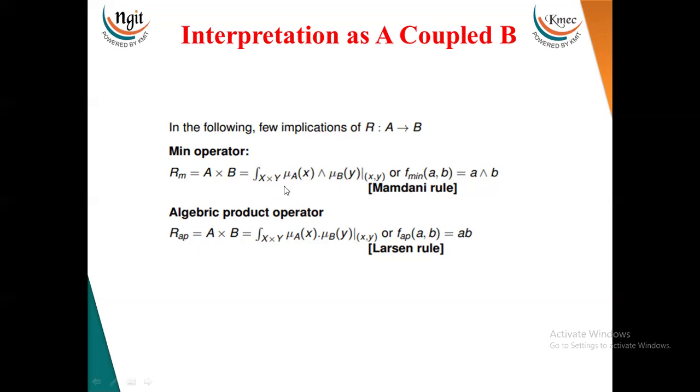So here, X cross Y, mu A of X and mu B of Y. Whenever we get any AND operator, we have to go for the minimum value, basically F min of A comma B. Next, the algebraic product is called the Larsen rule. You just have to write the product: AP equal to A into B.